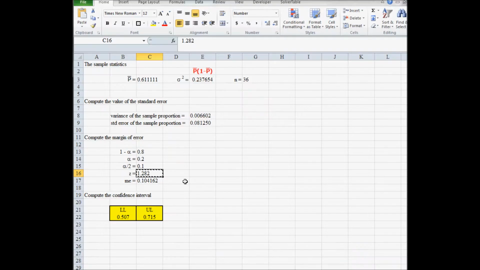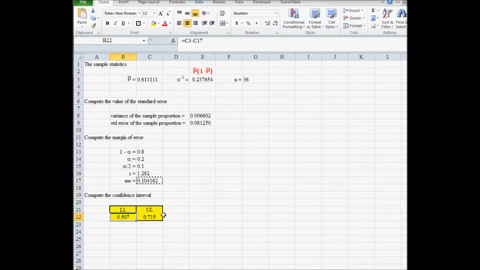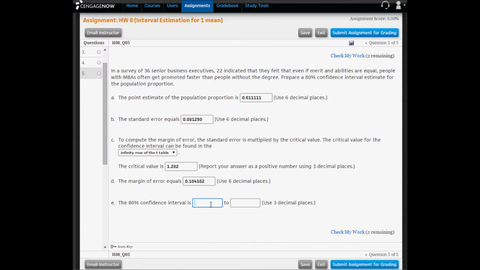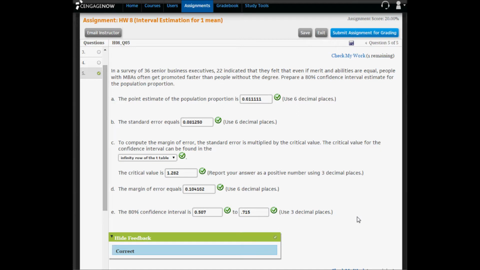The margin of error was equal to 0.104162. And I believe that is the 6 decimal places as well. The 80% confidence interval was 0.507 to 0.715. Both to 3 decimal places. Now I'm going to check my work, and I should get all green check marks. And I do get all green check marks.